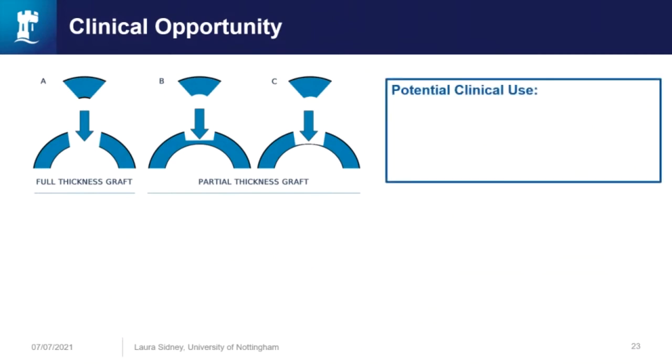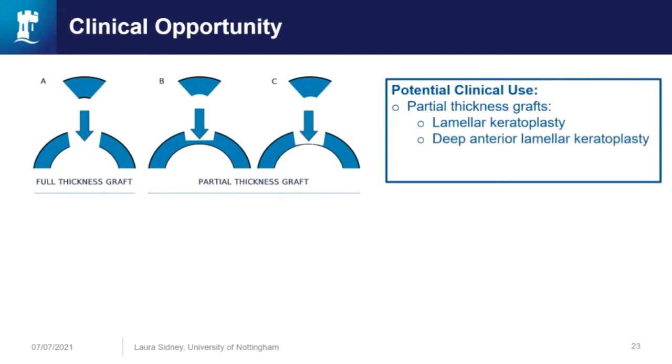And basically, these dried corneas are only really suitable for these partial thickness grafts. This is because you need a living endothelium, and it doesn't regenerate very well. So this is things such as lamellar keratoplasties. These are performed in about 50% of corneal transplants, and surgeons actually sometimes prefer them because they're not touching that endothelium. So there's still very much a use there.